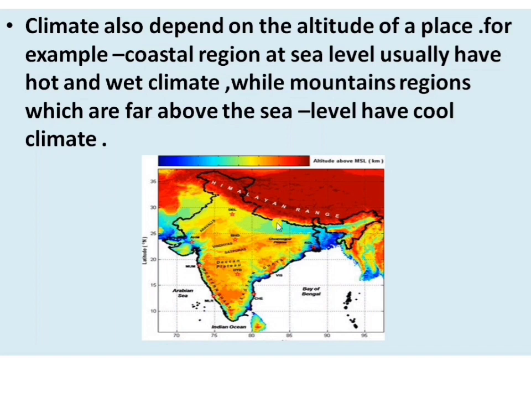As you can see here, this is the coastal region at sea level. Here we have a hot and wet climate, while in the mountain region, this is your mountain region, the Himalayan region, which is far above the sea level. This is the sea level, so it's far above the sea. So here it has a cool climate.